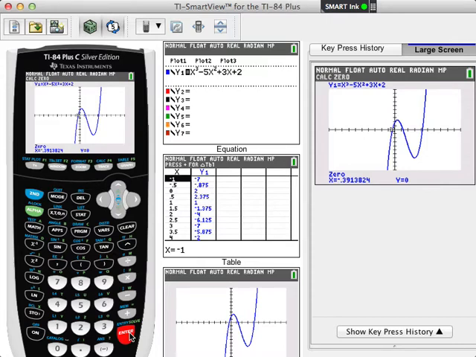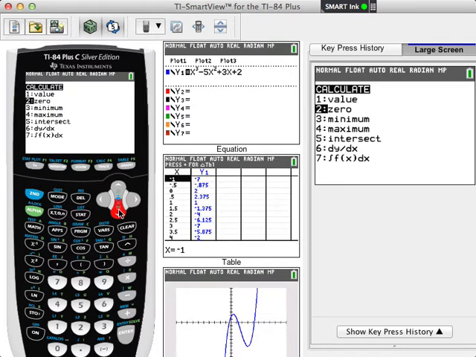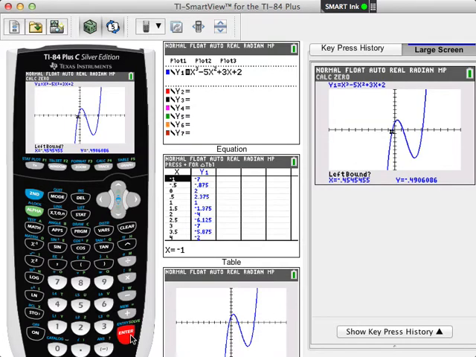Let's go ahead and find this last one because I'm not sure if my graph looks very accurate. So calc, zero again. Now left bound. So I'm saying I want to figure out this one right here. To be left bound, I just need to be to the left of it. So I would hit enter. Now I need to be right bound. Enter. Guess. So this one says 4.164 is my zero.